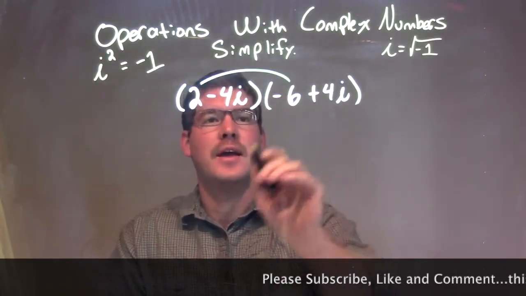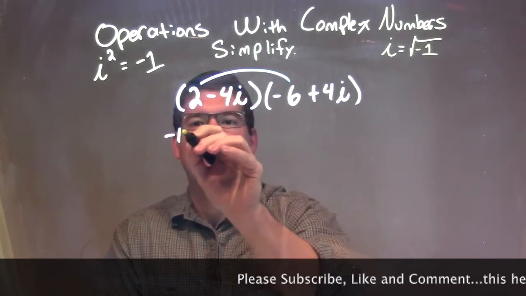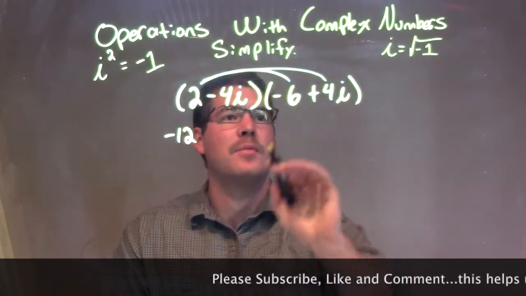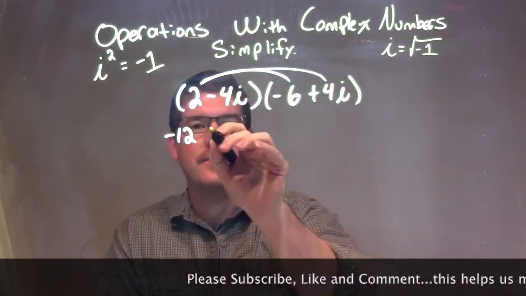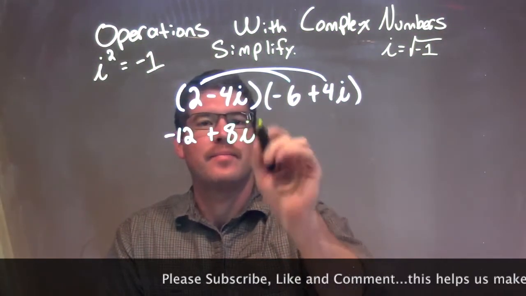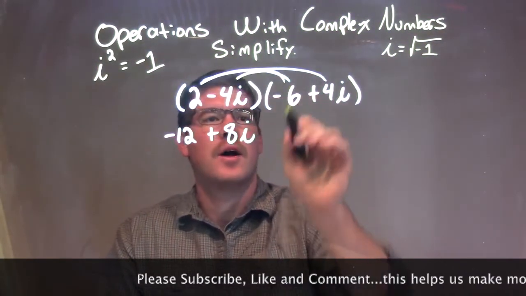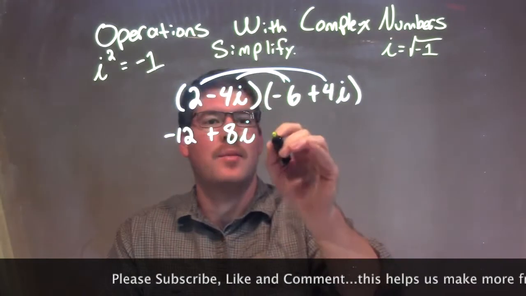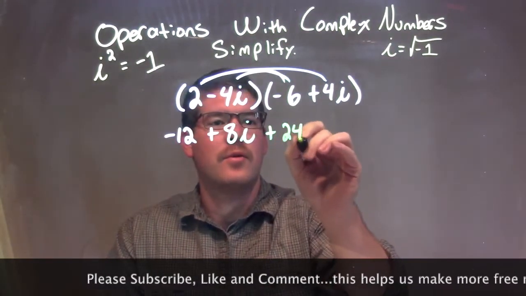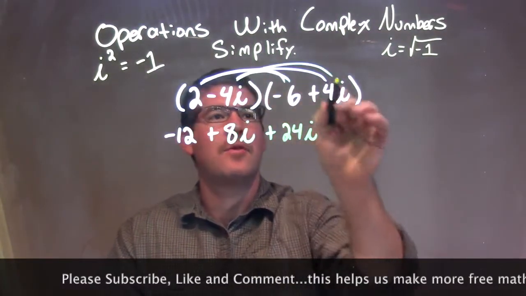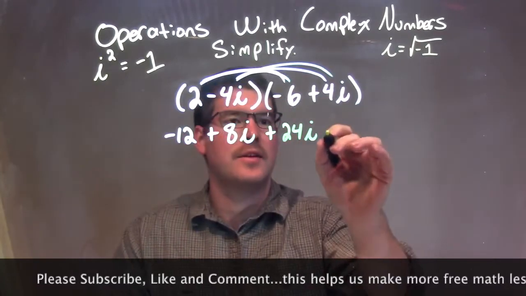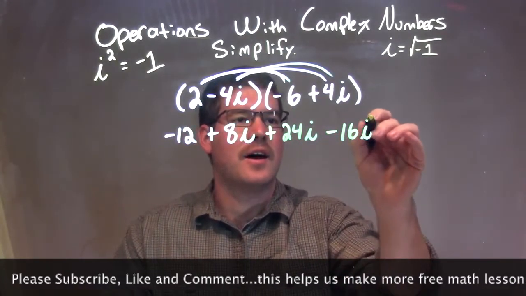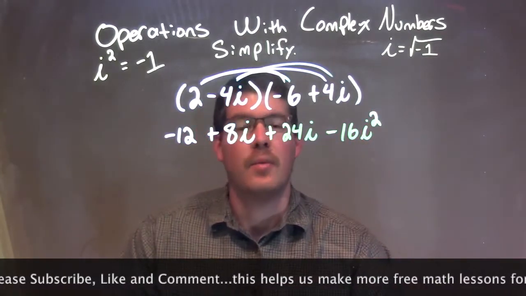2 times negative 6 turns out to be a negative 12. And 2 times 4i is an 8i, so plus an 8i. Then we have negative 4i times a negative 6, which is a positive 24i. And then negative 4i times a positive 4i is a negative 16i squared. So now we need to simplify this.